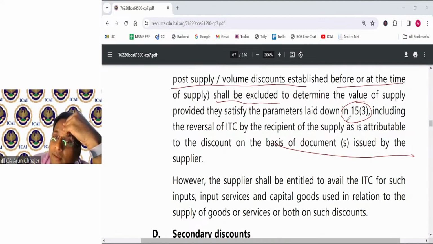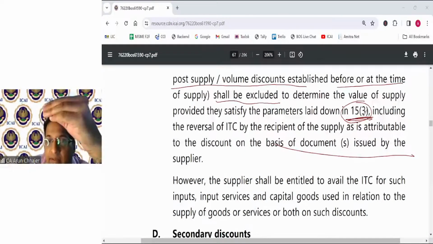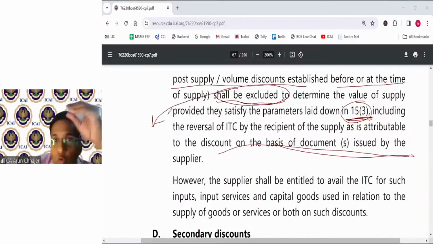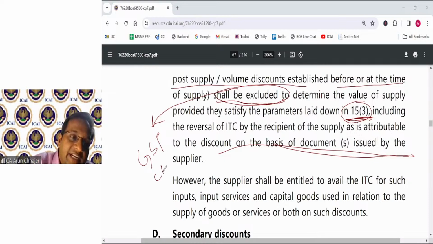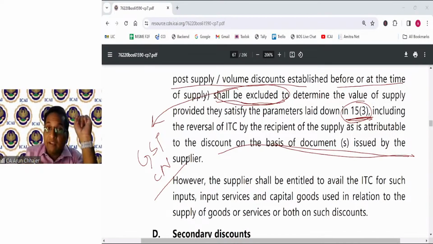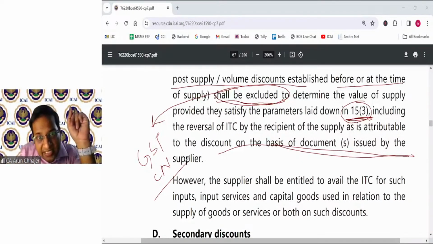When will it be excluded from the value? If the conditions of section 15 subsection 3, very specifically clause B, are satisfied, then the discount will be excluded. This is the theory, that you will exclude the discount from the value. But I have raised the tax invoice on the full value, and now you are saying discount is excluded from the value. It means I will issue the GST credit note, because if I am a supplier issuing the tax invoice, I will pay the tax to the government. But if I issue the GST credit note for the future period, the GST component of the credit note will reduce my outward tax liability.